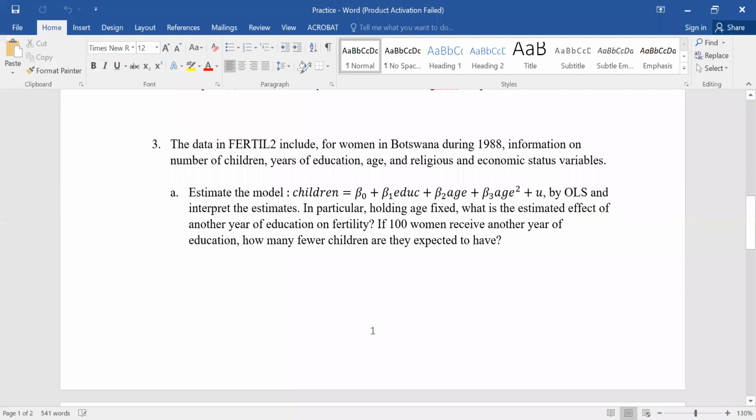Please, we're out of time, so follow me closely. Look at this. 0.09 fewer children doesn't sound well in statistics. We are talking of human beings. So the question is, if 100 women receive another year of education, how many fewer children? So you multiply this by 100 now. If one woman goes to school, there will be 0.09 fewer child. But if 100 women go to school one more year, there will be 9 fewer children. So this is how you present your result to policymakers.